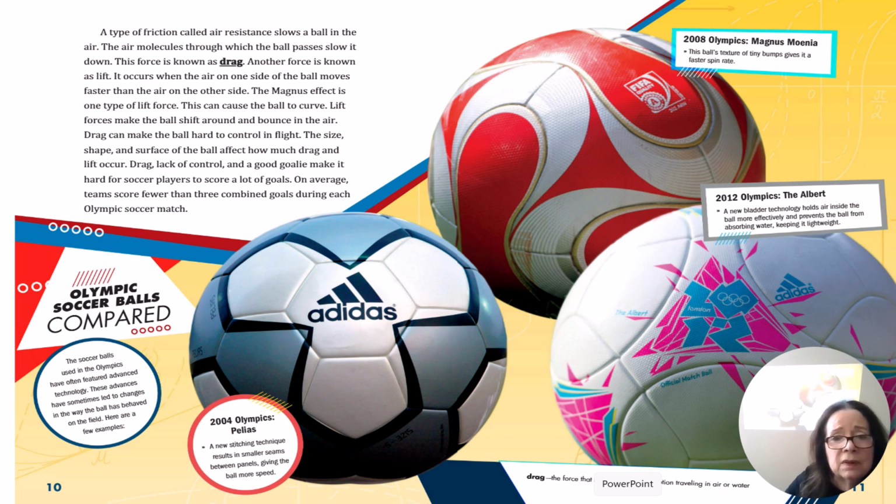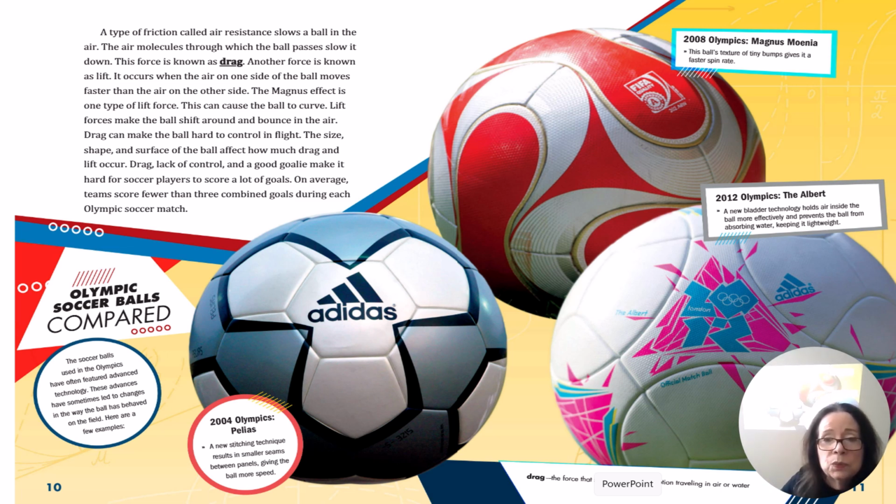This is an example of the different types of soccer balls and how their manufacturing and technology have changed over the years. In particular, I'll point this one out because it has little spikes on it, sort of like a basketball. And what that does is make it spin faster in the air.